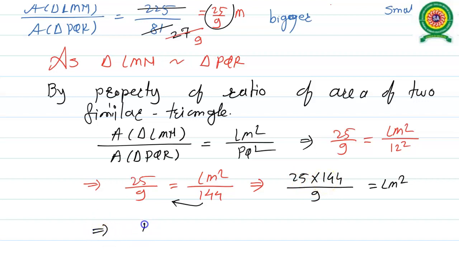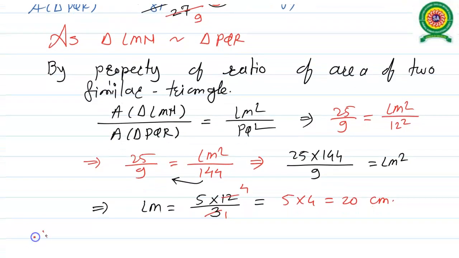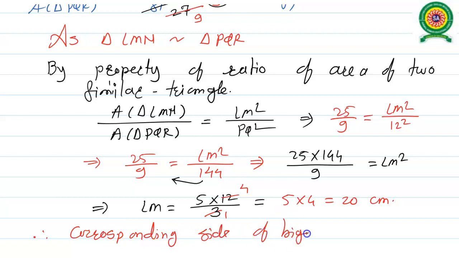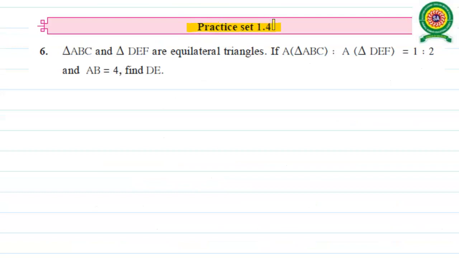Now we take the square root on both sides, so each and every number we have to take the square root. The square root of 25 is 5, of 144 is 12, of 9 is 3. Now 3 1s are 3, 3 4s are 12, so 5 4s become 20 centimeters. Therefore the corresponding side of the bigger triangle is equal to 20 centimeters.